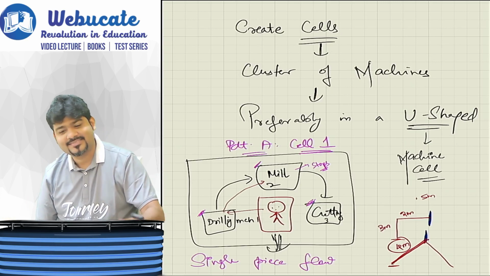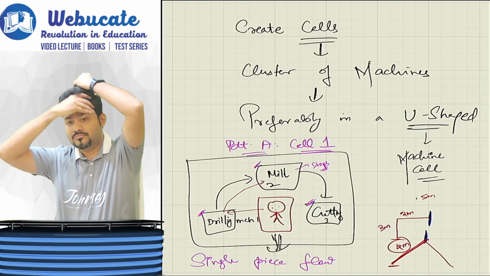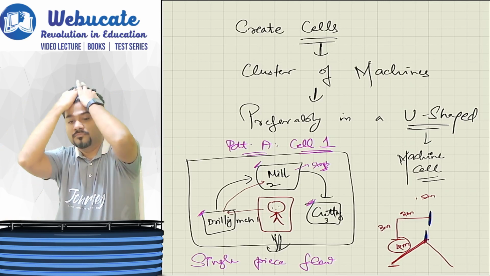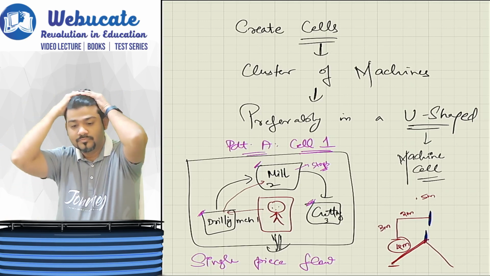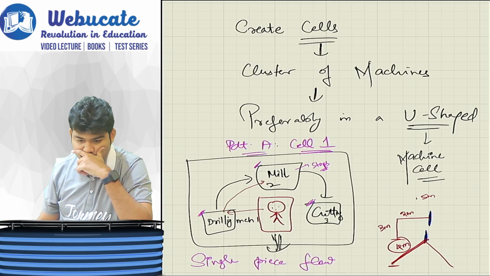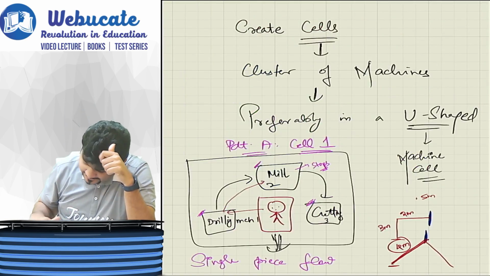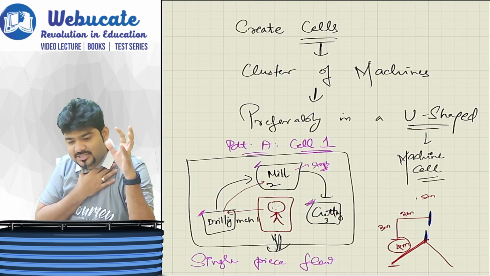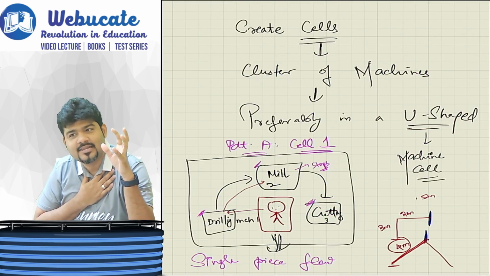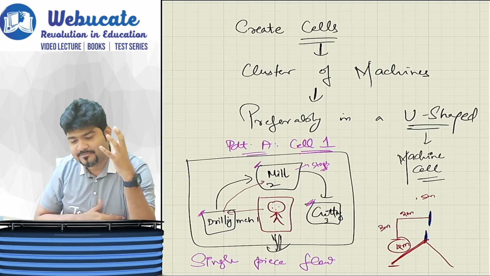Done, guys? Done, sir, done. Got it. Finally, I have got the permission from my sharks to implement cellular manufacturing in my company. Now, I will start with the process.